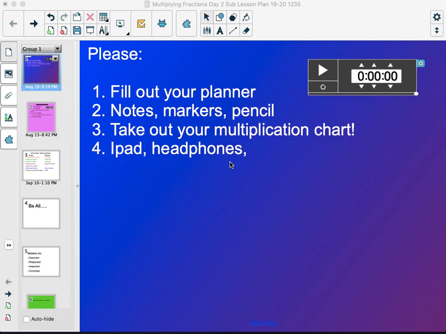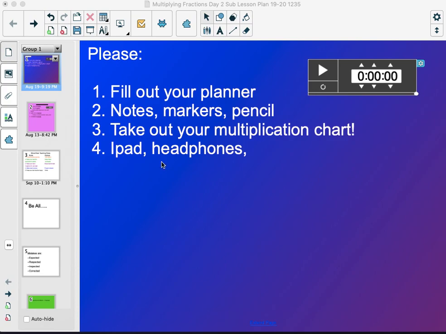Today you have a sub. Sullivan is out with RSV. I hope to be back Thursday, but it's just going to depend on how he feels. The first thing you need to do is make sure you have your planner filled out, you have your notes, markers, pencil ready to go. You need a multiplication chart and your iPad and headphones ready to go.